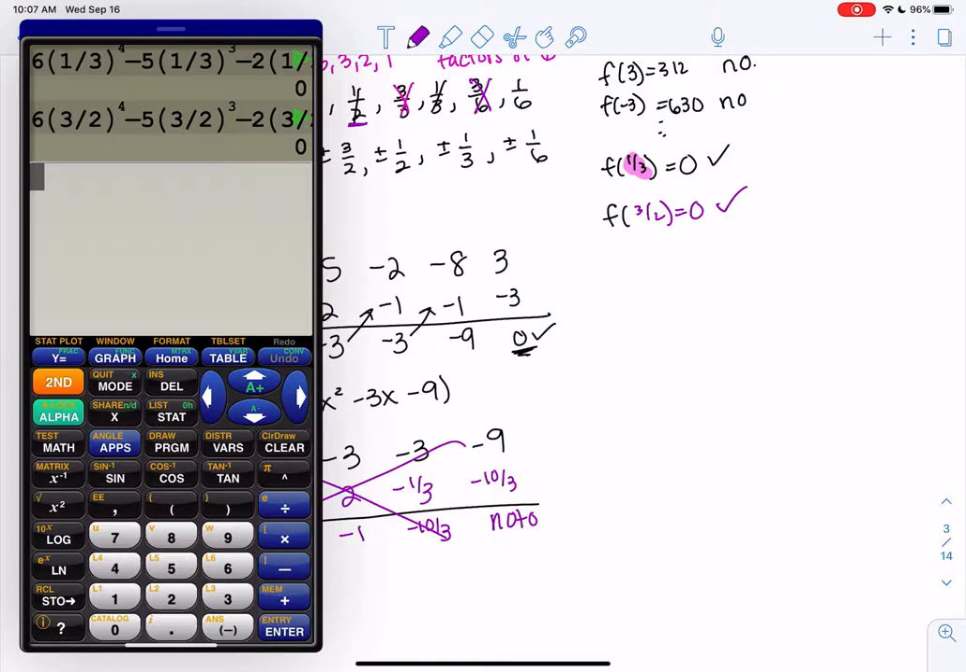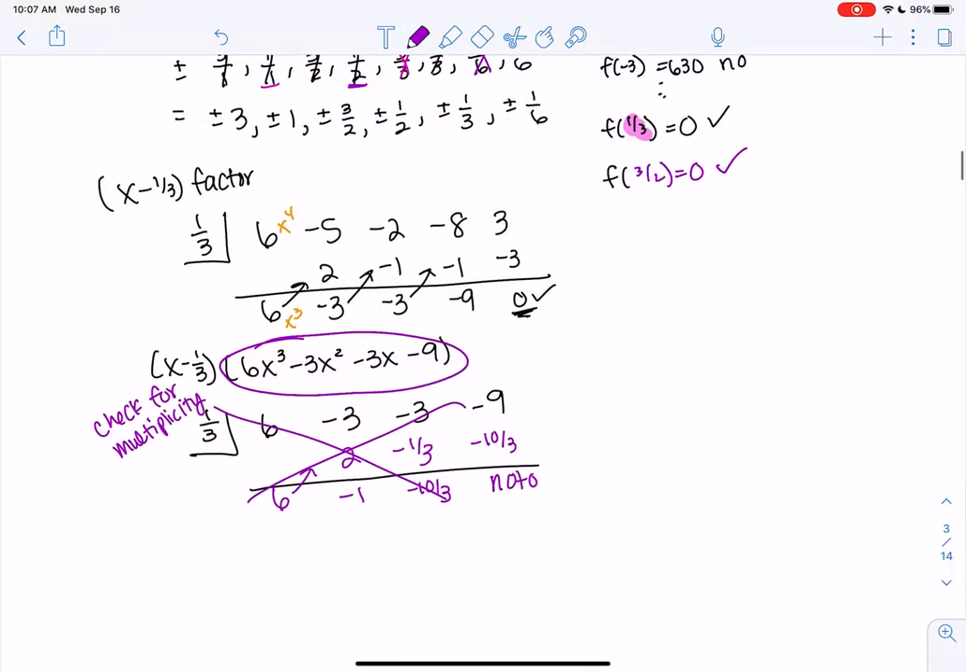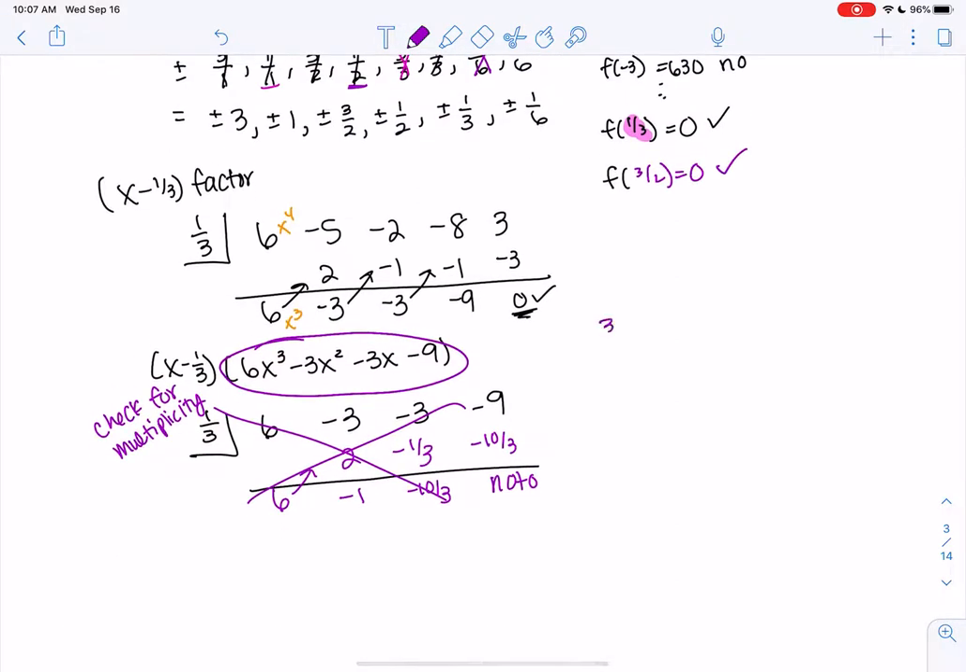So what I'm going to do is now divide 3/2 into the new polynomial because I'm trying to get down to an x squared term. So we already know x minus 1/3, and then we're going to do 3/2 into the x cubed function. As we divide down, we're going to divide into the next function. So what do we get?